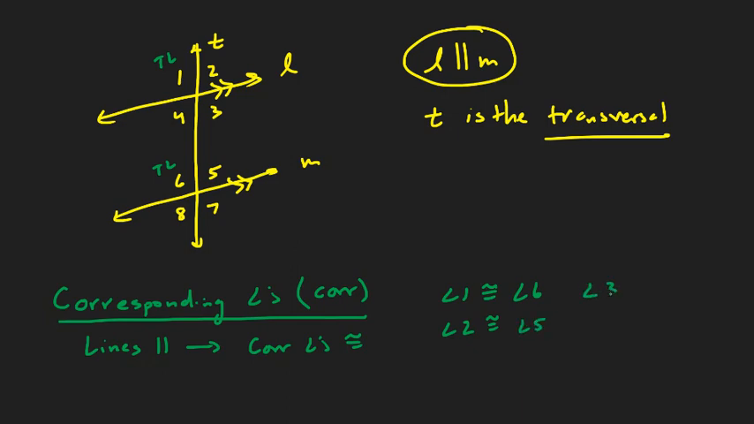Angle 3 is in the bottom right. If I cut it out and put it at the bottom intersection, it would go where angle 7 is. Angle 3 and angle 7 are corresponding. And angle 4, if I cut it out and put it at that bottom intersection, it would go on top of angle 8. So corresponding angles have 4 angle pairs within this picture. It's the only one with 4.